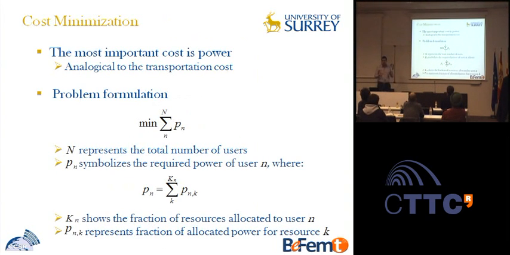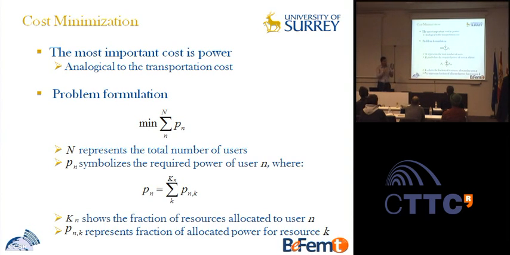In general, in the framework of cost minimization, the most important cost that comes to mind is the power that we're going to consume in the system. This is somehow analogous to the transportation cost that we talked about. So in this context, the problem can be defined as the minimization of total power in the system. In this formula, N represents the total number of users in the system, where Pn symbolizes the required power of user N. And this power comes from aggregation of the power that's going to be distributed over different resources in the system.